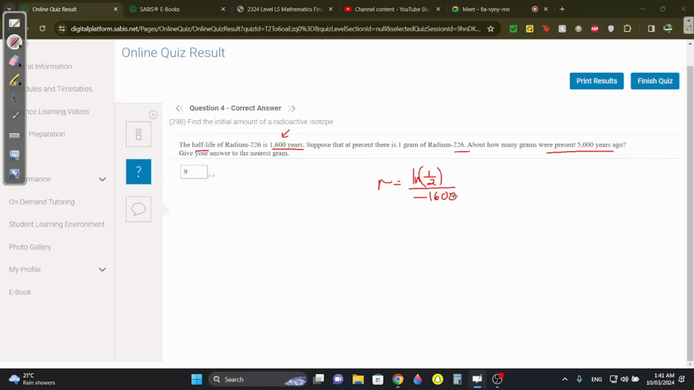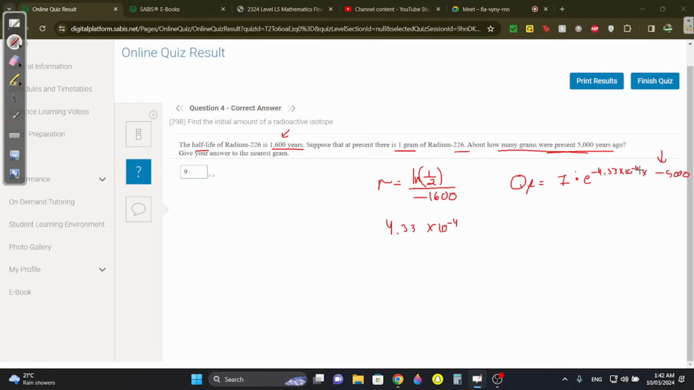And you get, let me do it, minus 1600. You get 4.332169878 times 10 to the power of negative 4. Again, a very long number. Let's just put it as 4.33 times 10 to the negative 4. Okay, that's your rate. Now can we find how many grams were present 5000 years ago if we're starting with 1 gram? Q final equals Q naught, which is 1 gram, times e to the power of minus 4.33 times 10 to the minus 4 times minus 5000.